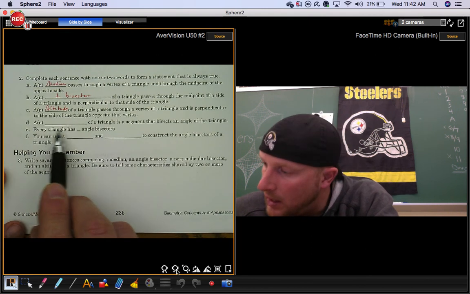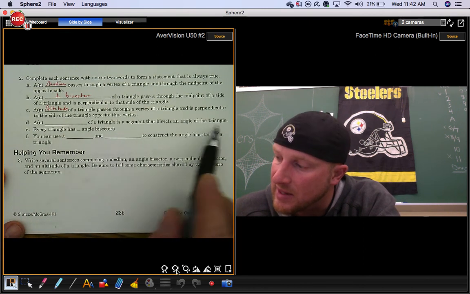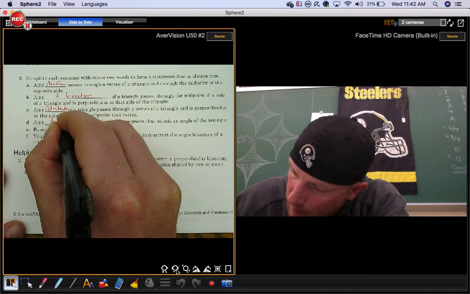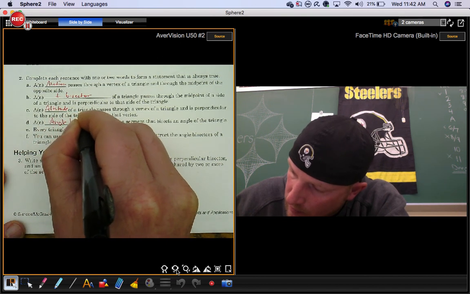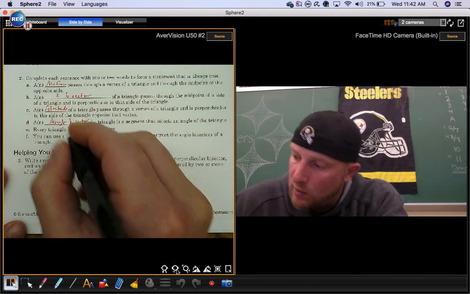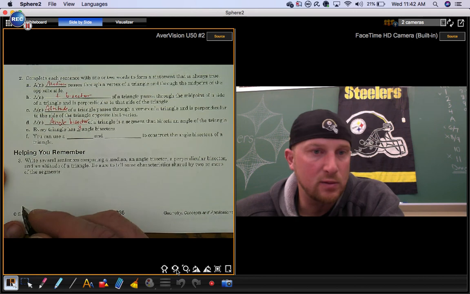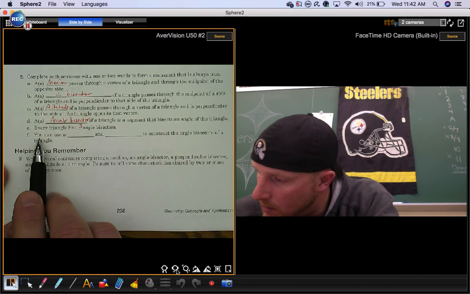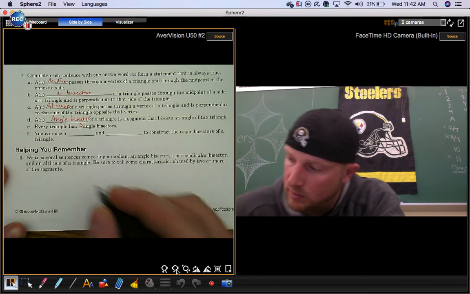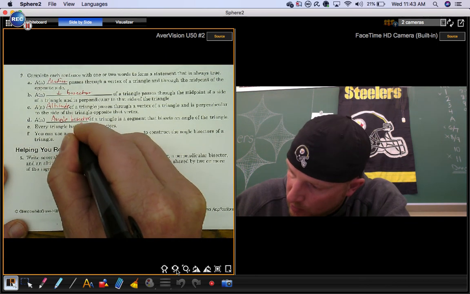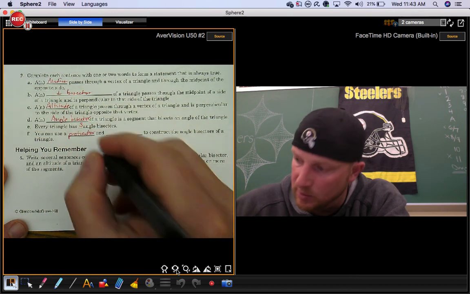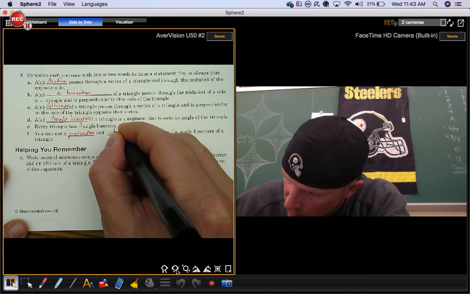Part D. A blank of a triangle is a segment that bisects an angle of that triangle. That's an angle bisector. Part E. Every triangle has 3 angle bisectors. You can use a blank and a blank to construct the angle bisectors of a triangle. Well, you're going to need a protractor to measure the angle. That way you know what half of the angle measure would be. And you're also going to need a straight edge to make it look nice.